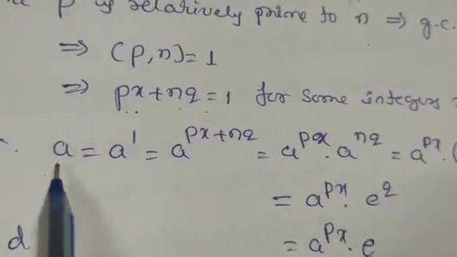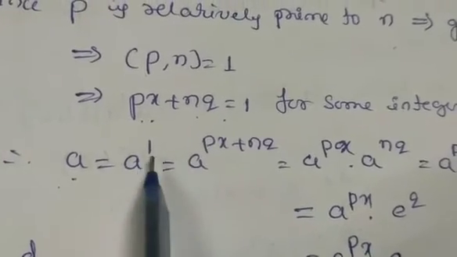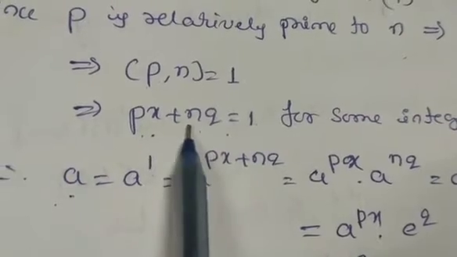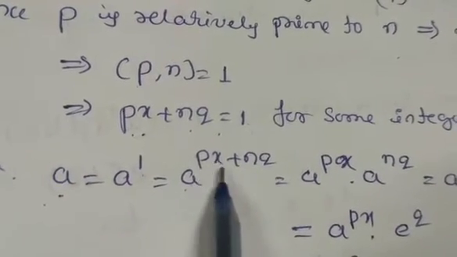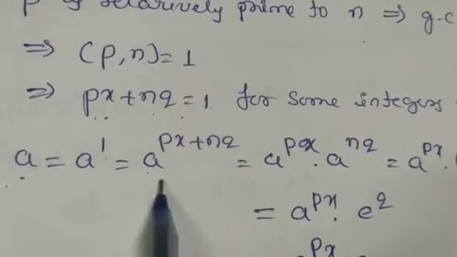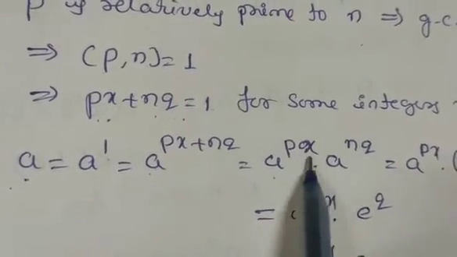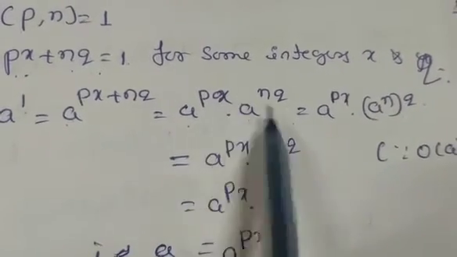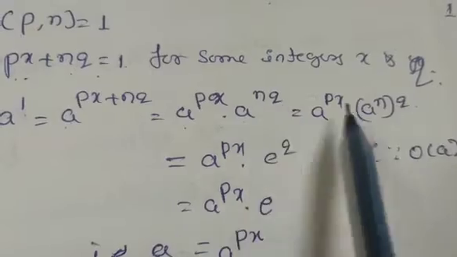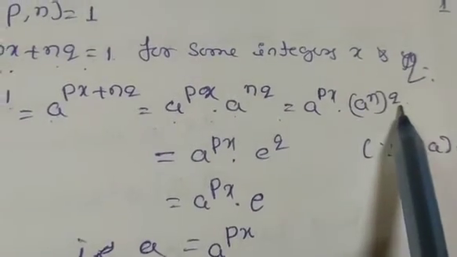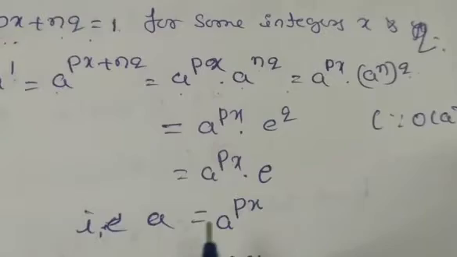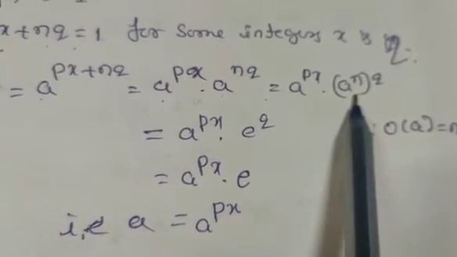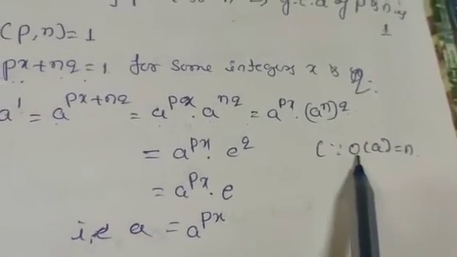Therefore, now let us take a. This a can be taken as a raised to 1, and 1 can be taken as px plus nq. So a to the power of px plus nq is equal to a to the power of px into a to the power of nq, and that can be written as a to the power of px into (a raised to n) whole raised to q. So this is equal to a to the power of px as it is. This a to the power of n is nothing but e, because the order of a is n.